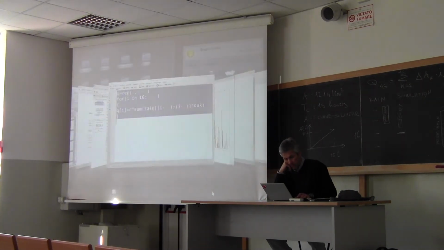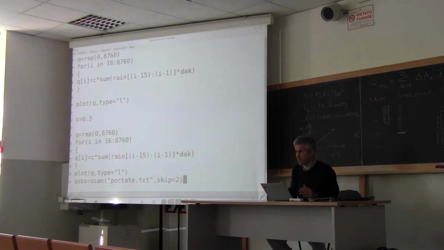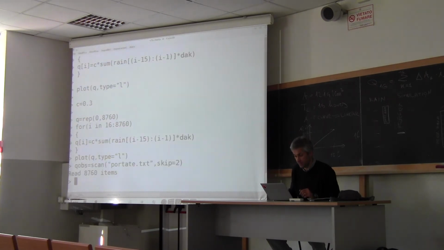And now let me go back to R, and I just need to know what is the number of lines to skip. I think 2. So let's see, river flow, or we could call it QOBS. QOBS equals scan, skip equal to. I think I just need to skip 2 lines. Let's check if it works. And yes, it works, because you see that there are 8,760 data.